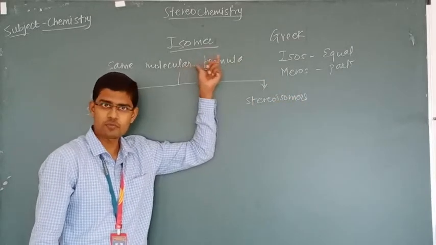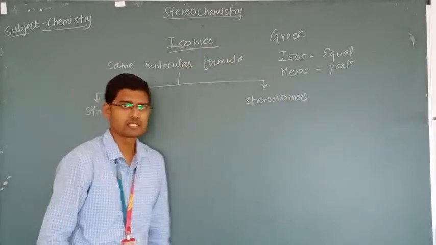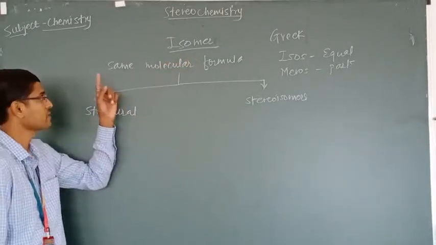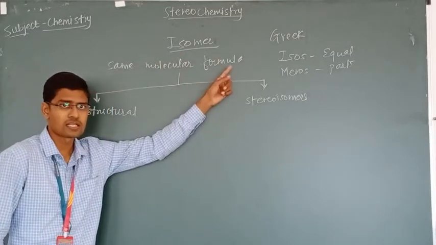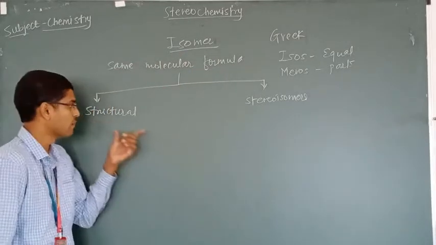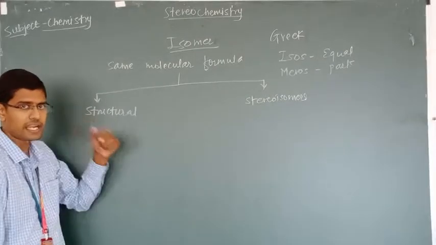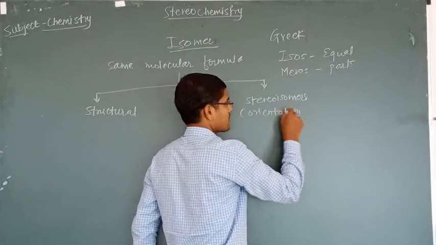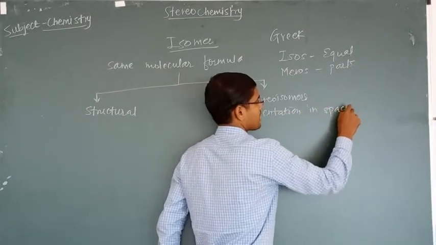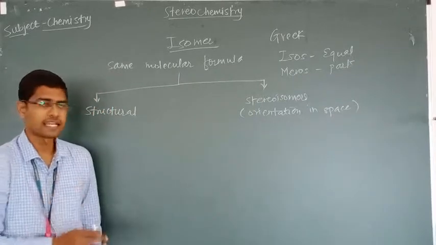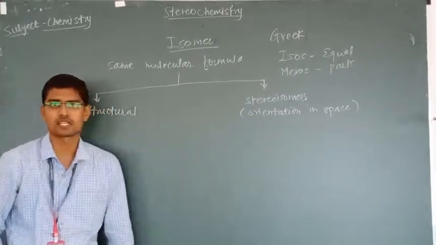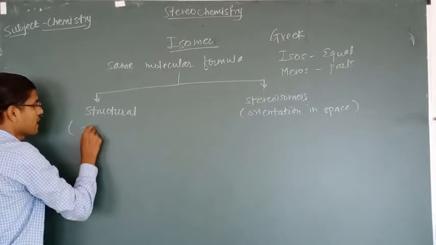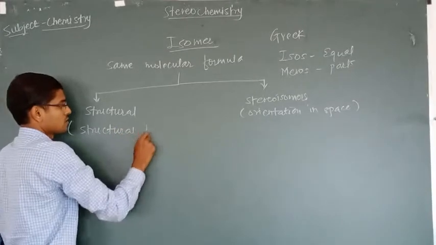If they have the same molecular formula but the structural formula is different, then they are called structural isomers, because they have the same molecular formula, the same number of atoms in a molecule, but a different structural formula. And if the orientation in space is different, then they are called stereoisomers. Let's see structural isomers. What are structural isomers? They have the same molecular formula but different structural formula.